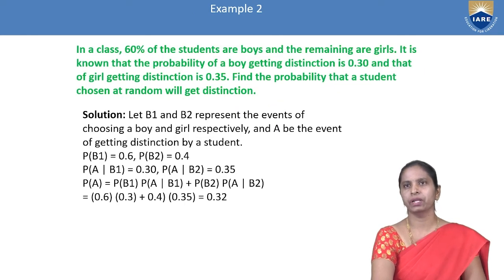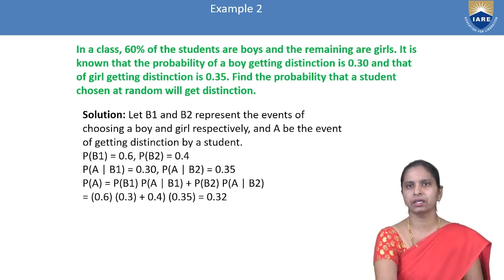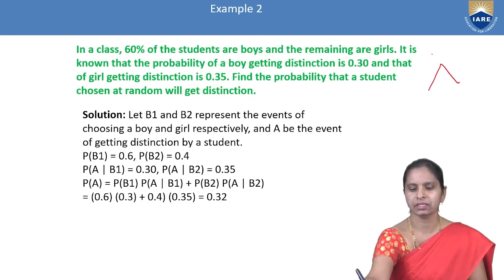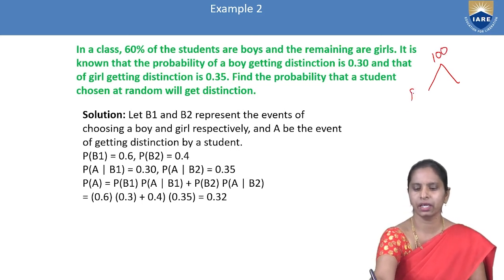And one more example I'm defining here. What is the example? In a class, 60% of the students are boys and the remaining are girls. So, for example, the class consists of 100 students. Out of 100, how many boy students are there?